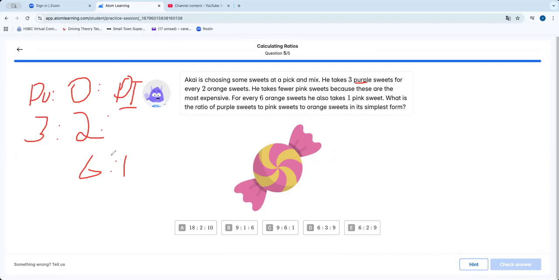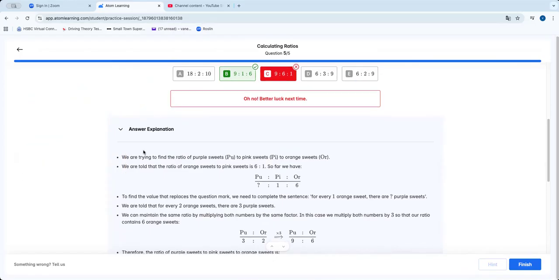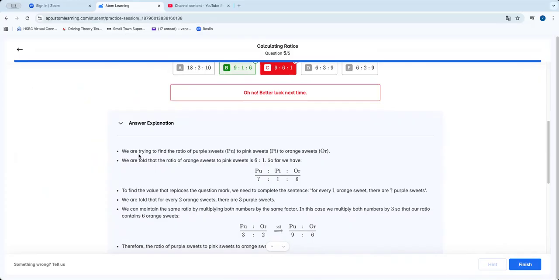So this is times three. So times three up here. It's gonna be divide by three from going this way. Nine here, sorry. Nine here, six here, and three here. In its simplest form, it's 9 to 6 to 1. Oh, that's not the answer. You can just read the explanation if you got it wrong.